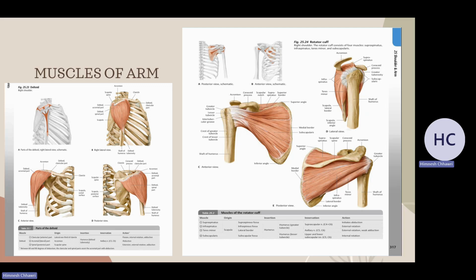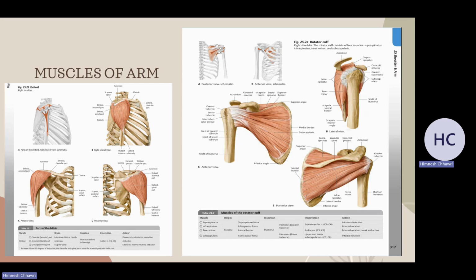Then we have the teres minor muscle. Anywhere in the body, muscles, minor over major. The minor of the muscle, for example teres minor, will always be above teres major. Rhomboid minor above rhomboid major. Okay, so teres minor originates from the lateral border of the scapula and inserts into the greater tubercle, same as the supraspinatus and infraspinatus. Innervated by the axillary nerve. Axillary nerve, two muscles: deltoid and teres minor.